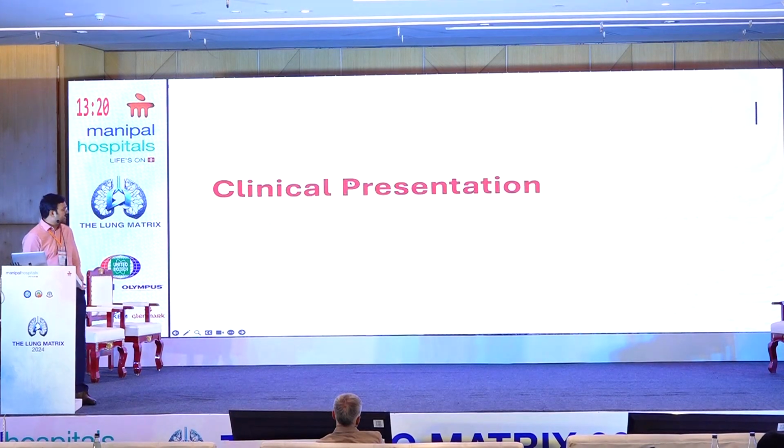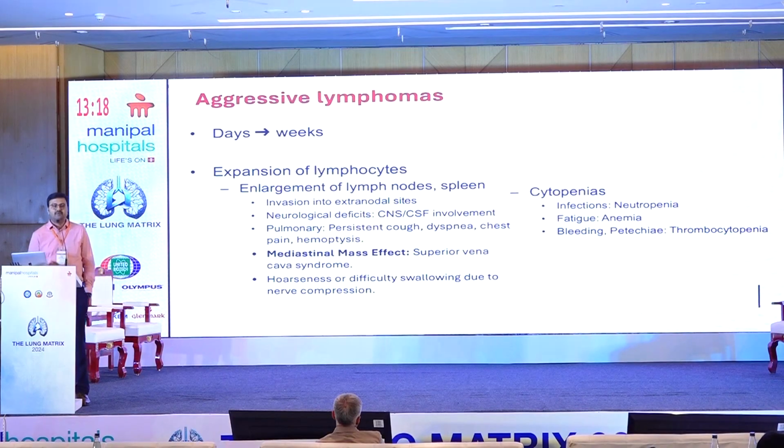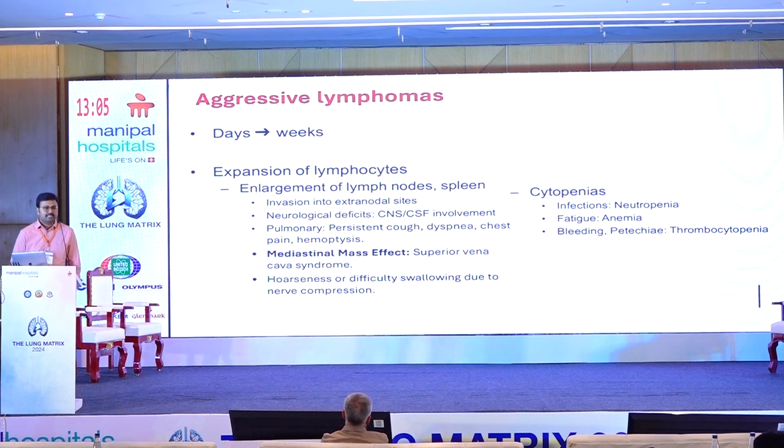So coming to clinical presentations, we have two types, both aggressive and indolent. Most of the time, primary pulmonary lymphomas are indolent. They give time for diagnosis, and the clinical spectrum ranges from a few months to years. Whereas systemic or secondary pulmonary lymphomas, or aggressive B-cell lymphomas, progress very rapidly.